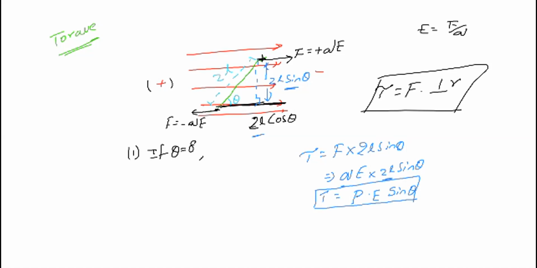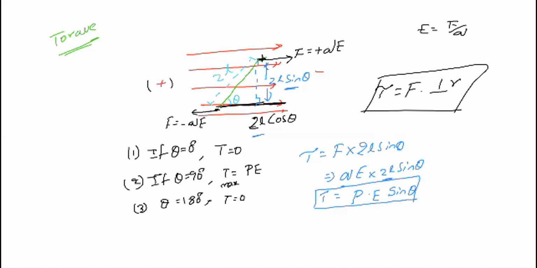If theta is equal to 0 degrees, torque is 0, since sin 0 is 0. Second case, if theta is equal to 90 degrees, then torque is maximum. Remember, torque will be maximum when theta is equal to 90 degrees. So the relation is PE. And third case, if theta is equal to 180 degrees, it is in the opposite direction, so torque is also 0.